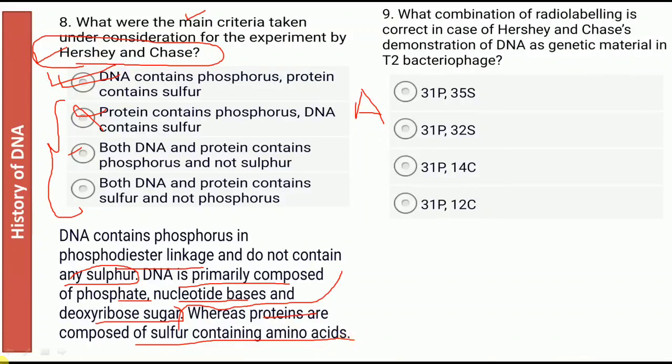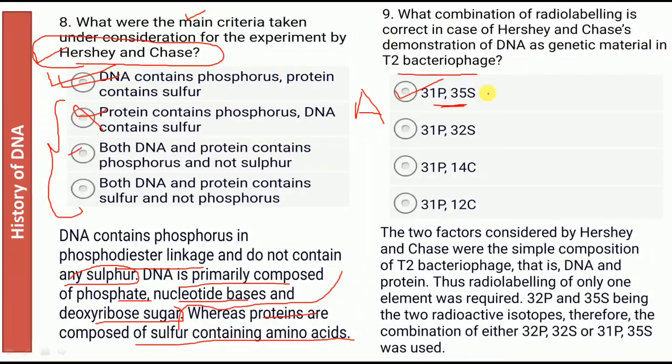Number 9. Next question. Which combination of radiolabeling is correct in Hershey-Chase demonstration of DNA as genetic material in T2 bacteriophage? So out of these options, we have to select the correct option. So I find that again A1 is the correct option. This was chosen: 31P and 35S. Rest of the options are not correct.